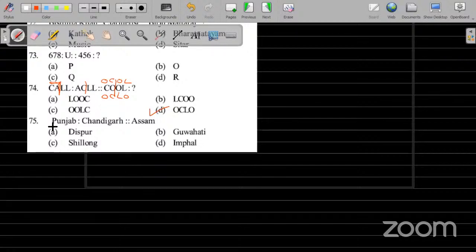Okay. Punjab is related to Chandigarh. Chandigarh is the capital city of Punjab. Assam is related to its capital, Dispur.